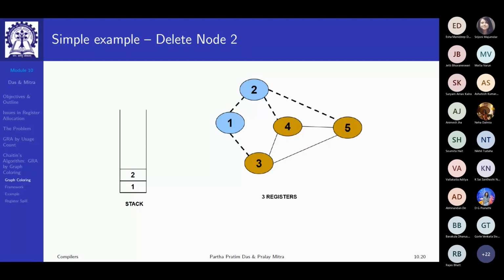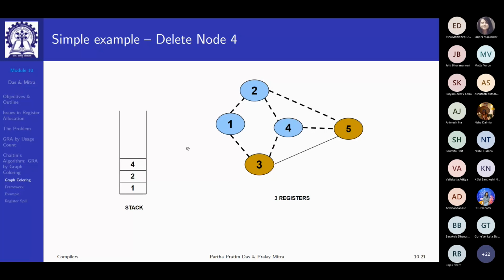I remove node 2, and as you can see in this slide, node 2 has been made blue, and the edges incident on node 2 are also removed. So we get this modified graph, where all 3 of the nodes have less than 3 degree. So I can arbitrarily remove any one of them. I remove 4, let's say, and this is the remaining graph of 3 and 5 I get.